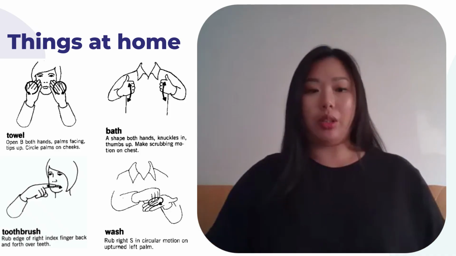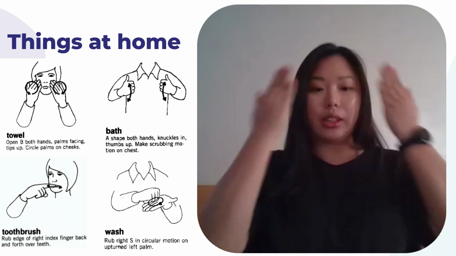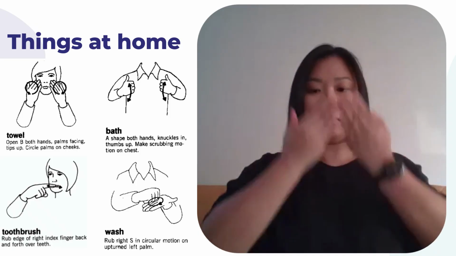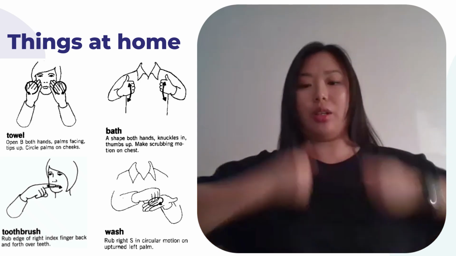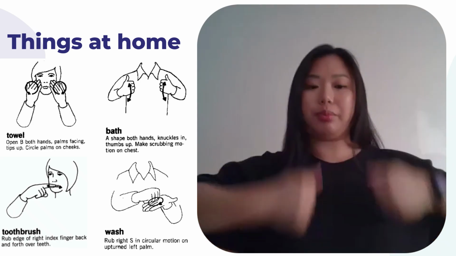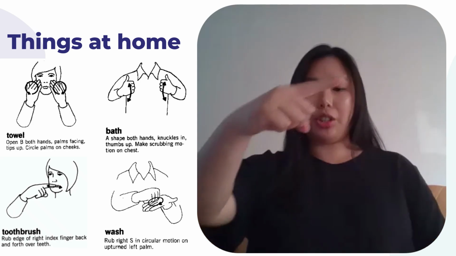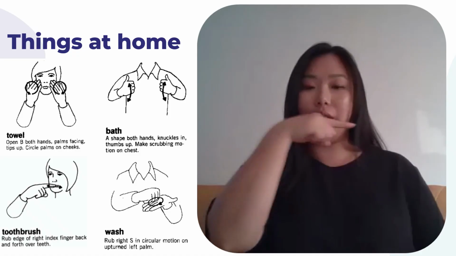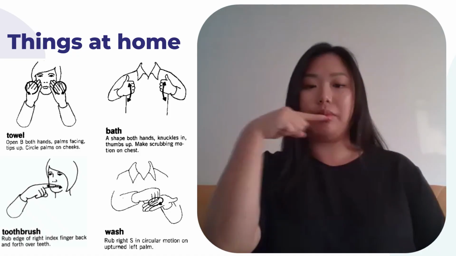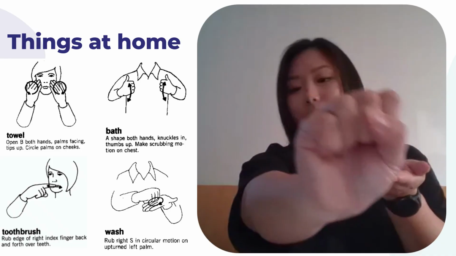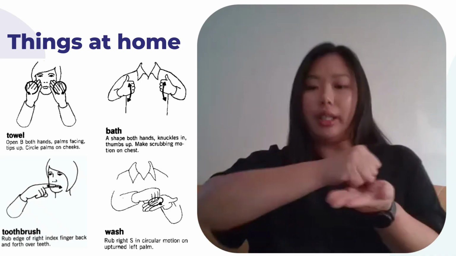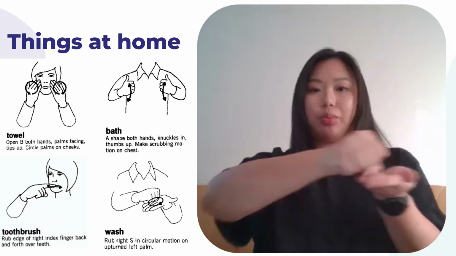So we have towel, open hands, scrub on your face. Bath, A shape, so thumbs are up, scrub up and down. Toothbrush, you brush your teeth with your finger. And wash, open palm, you make an S so your thumb is crossed over, and scrub.